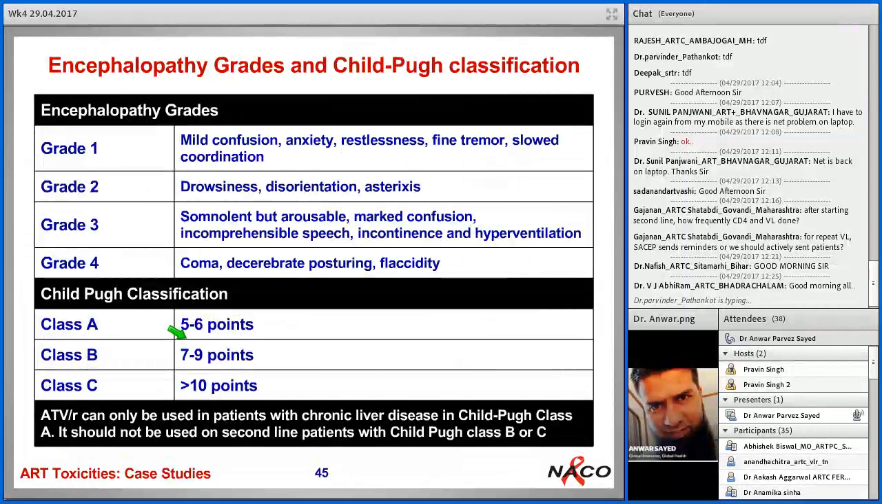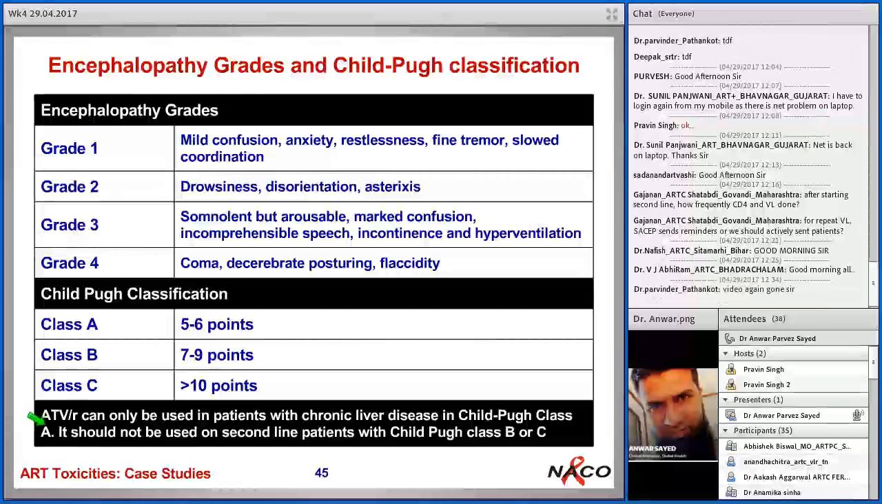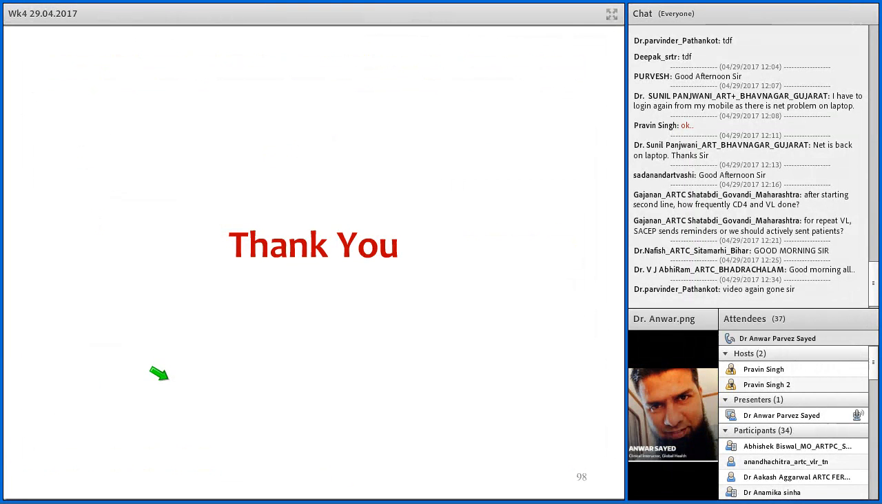If points are 5 to 6, it is class A Child-Pugh score. 7 to 9 is class B, and more than 10 is class C. Atazanavir can only be used in patients with chronic liver disease in Child-Pugh class A. It should not be used in second line patients with Child-Pugh B or C. If this is the total, then you should not be using atazanavir. So I think we tried to cover many things in this, so I hope it will be useful.